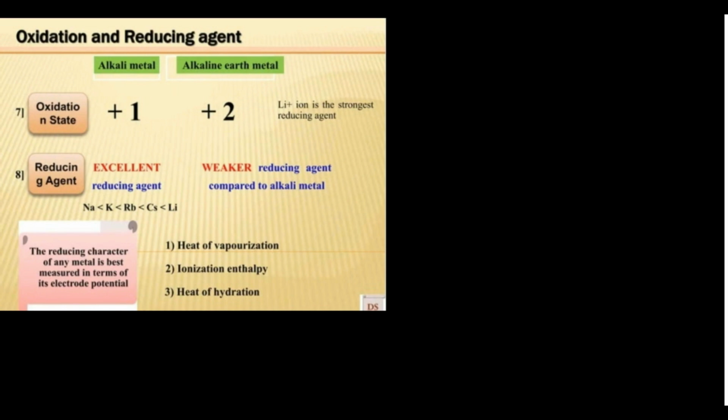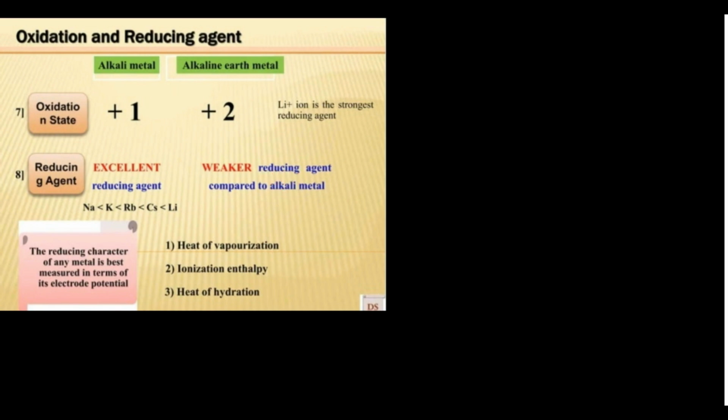Please remember. Okay, so here you can see this is the reducing order, which increases in that manner, because you see it is smaller in size. So when it is smaller in size, its reducing character is lower, and as we go down the group, the size increases. That means the removal of the electron becomes very easy. That means the metallic character increases, so the reducing nature also increases. But group 2 metals are weak reducing agents compared to the alkali metals.